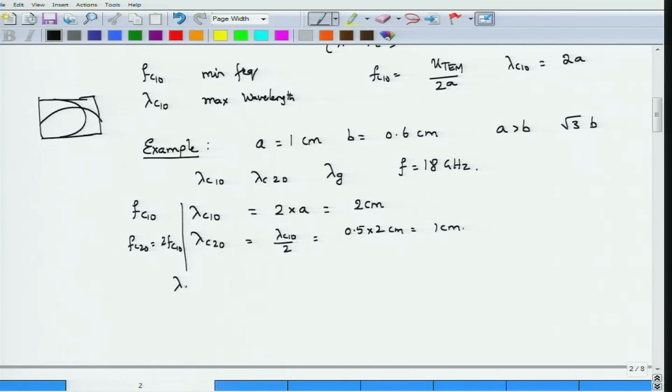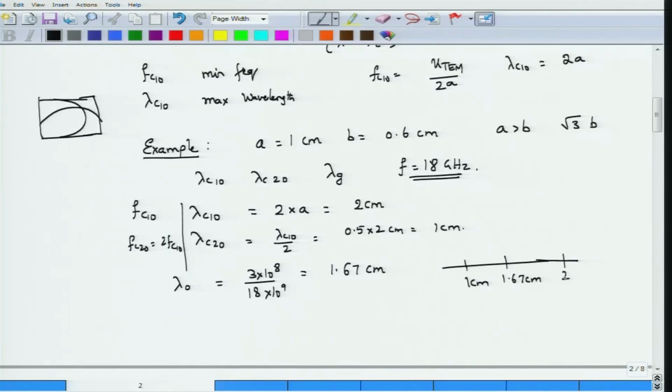Let us now look at lambda 0, which is the free space wavelength. If the free space wavelength corresponding to 18 gigahertz happens to be less than 2 centimeter but greater than 1 centimeter, then this would be operating in the TE10 mode. If it is less than 1 centimeter, both modes would be operating. So, let us look at that. Lambda 0 is given by c divided by 18 gigahertz. 18 gigahertz is 18 into 10 to the power 9, c is 3 into 10 to the power 8, and if you do this calculation you will get 1.67 centimeter. So, clearly 1.67 centimeter happens to be between 1 and 2 centimeters.